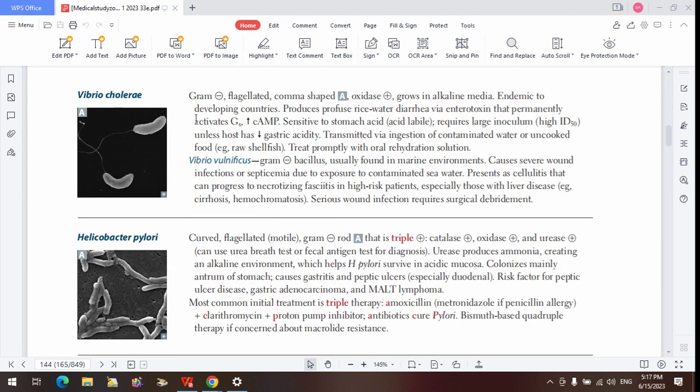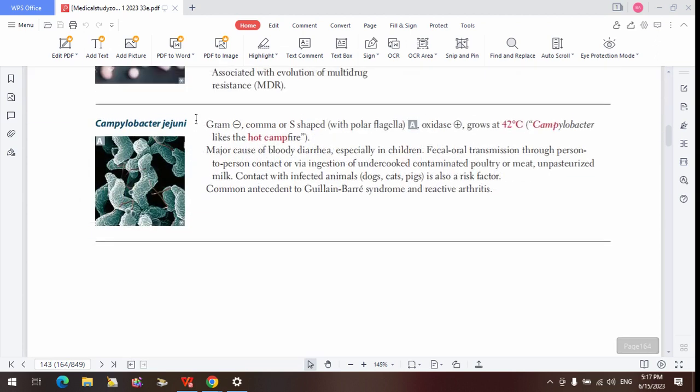Yes, Dr. Mishala, can you help me summarize the Campylobacter again? Sorry. So I said Campylobacter jejuni is one of those comma shaped bacteria. It is oxidase positive and it grows at 42 degrees Celsius. The three things that they can ask you about it is that it's a cause of bloody diarrhea, it's an antecedent infection to developing Guillain-Barré syndrome, and it can also cause reactive arthritis. So that is it.